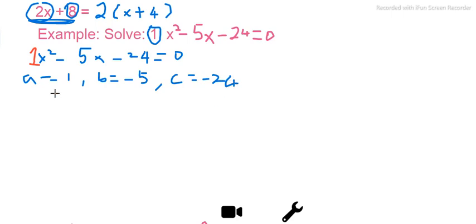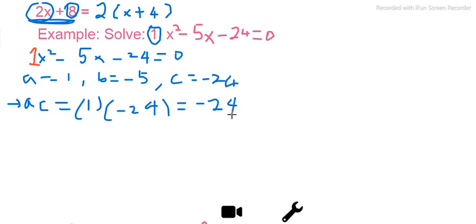Do you get that? So what you now do is you multiply a with c. That's the first thing. After you've written out your a, b, c, you multiply a with c. Our a here is 1, c here is minus 24. So when we multiply 1 with minus 24, that will give us minus 24.